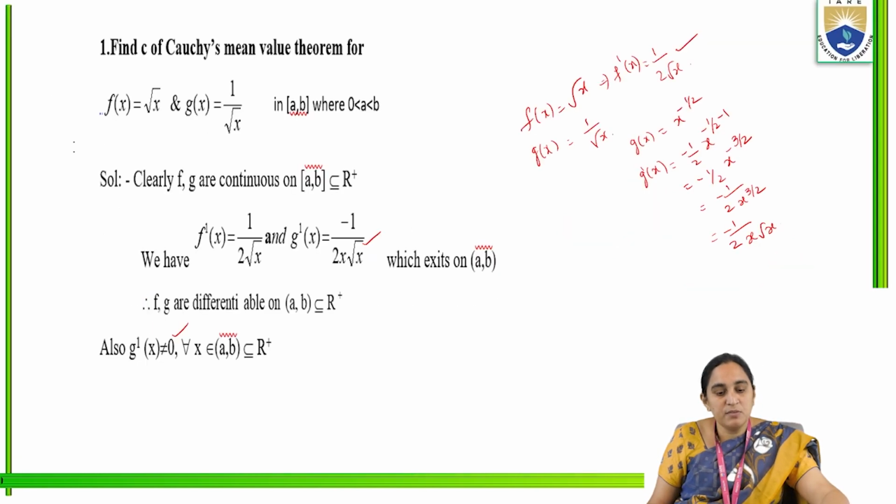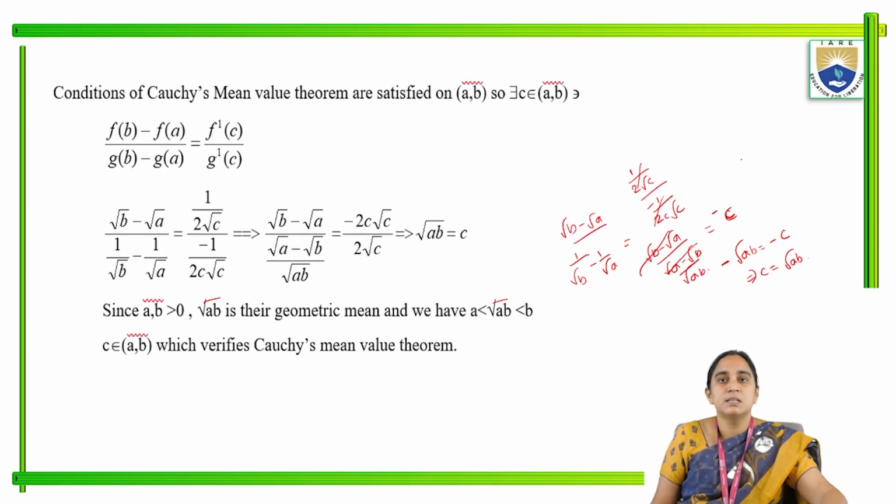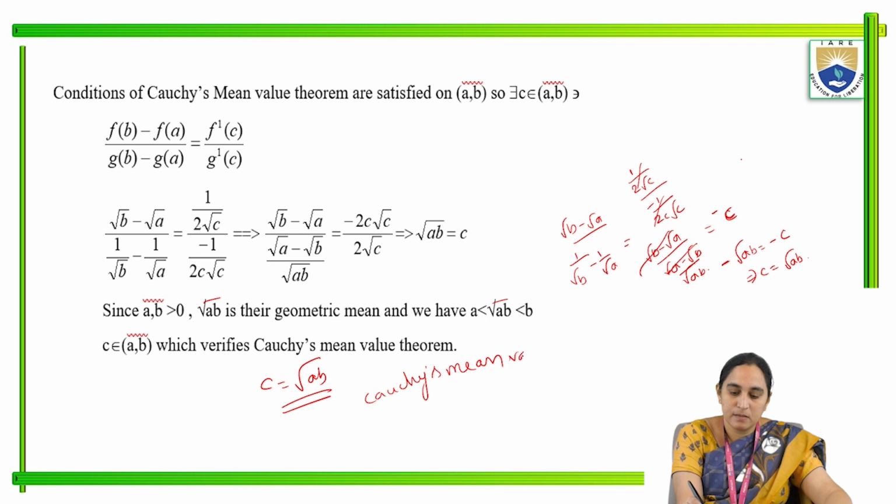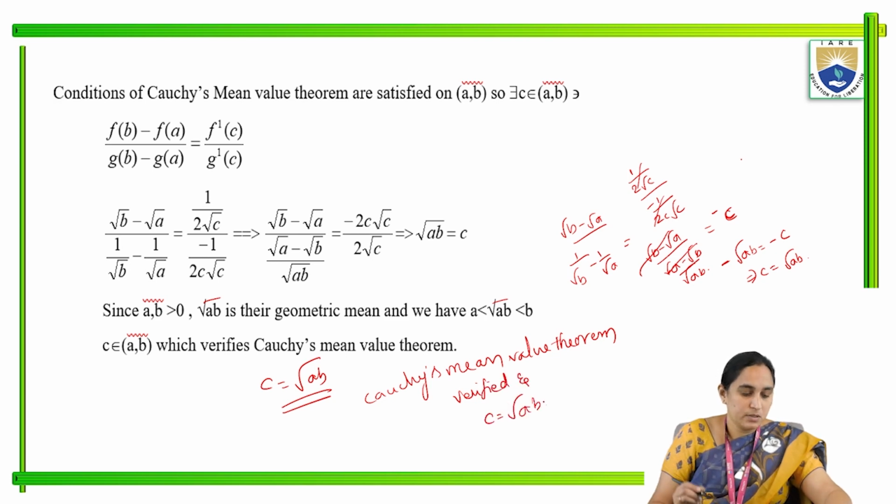Okay, from the given functions, now we are verifying all conditions by using Cauchy's mean value theorem, and after that we are getting the c value. What about the c value? From that, c is equal to root ab. Okay, c is equal to root ab. Therefore, Cauchy's mean value theorem is verified. And c is equal to root ab.